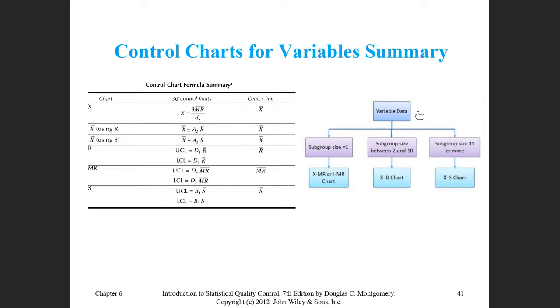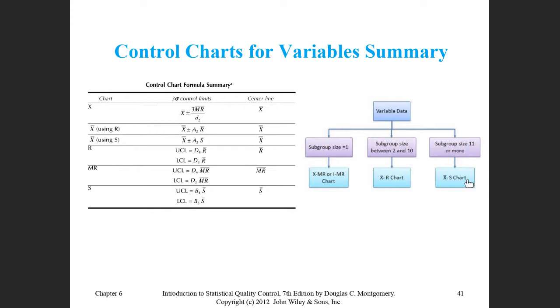If we are dealing with attribute data, then we will deal with different control charts that we will cover in the next chapter. The variable data contains 3 control charts that we have covered: X bar S, X bar R, and X bar MR, or I MR, or individual moving range, or X moving range chart. All of these are different names for the same chart.